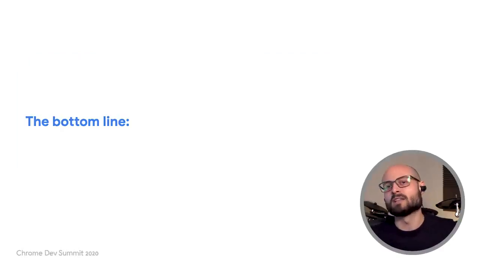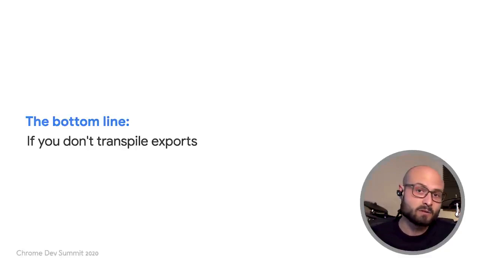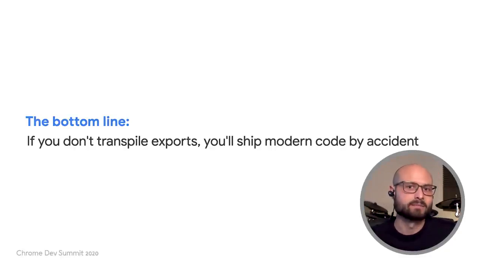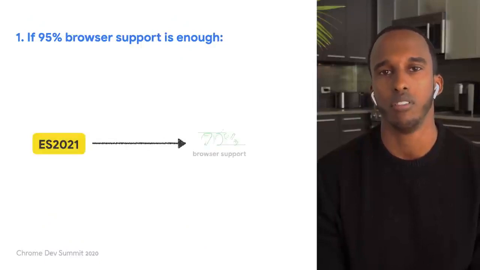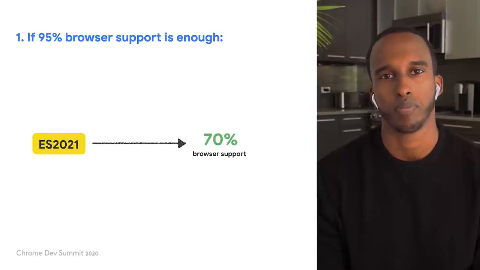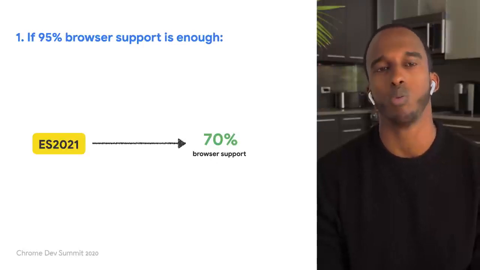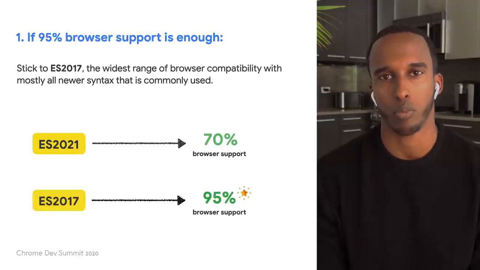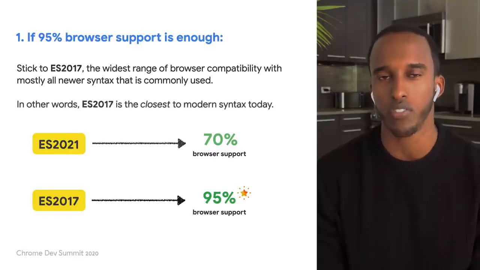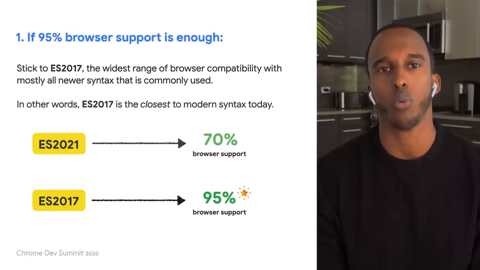The bottom line is that soon, if you don't transpile package exports, there's a high likelihood that you'll ship modern code by accident. And maybe shipping modern code is okay. The key is that you define a version of modern that strikes the right balance between JS features and browser support. Our research has shown that ES 2017 is a sweet spot here, since it has 95% browser support, offers huge improvements over ES5, and is still really close to what we all think of as modern syntax.